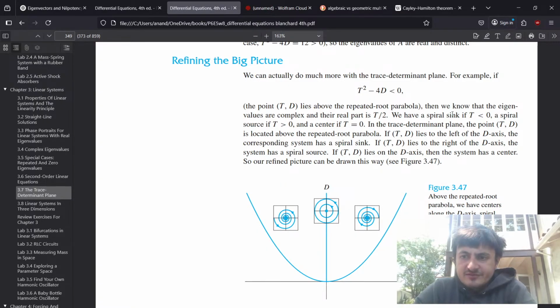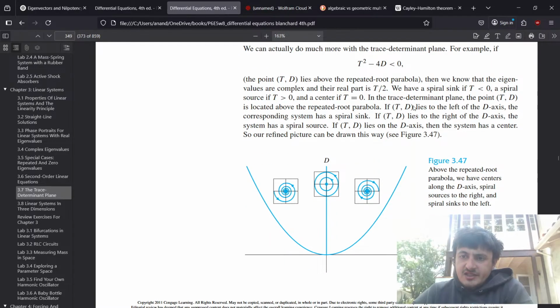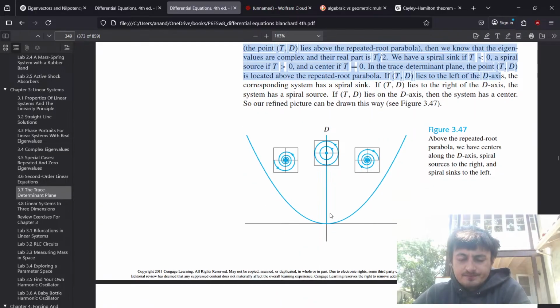We have a spiral sink if t is less than 0, a spiral source if t is greater than 0, and a center if t is equal to 0. If the point (T, D) lies to the left of the d-axis, the corresponding system is a sink. Left is a sink, to the right is a source, and a center if the trace is 0.